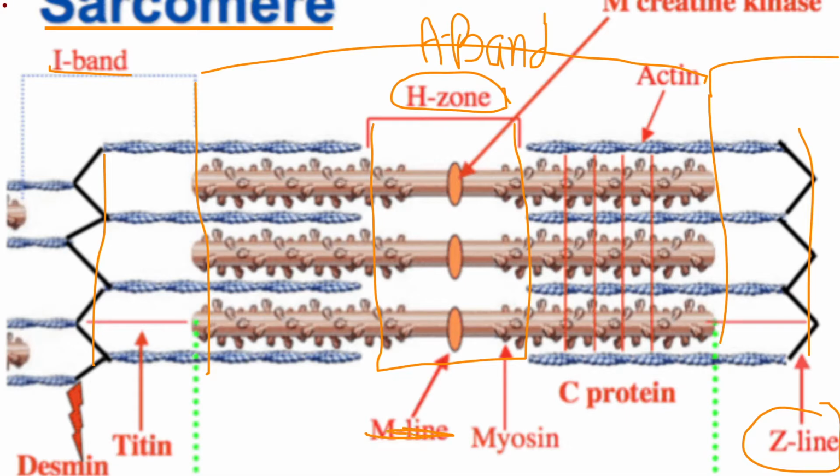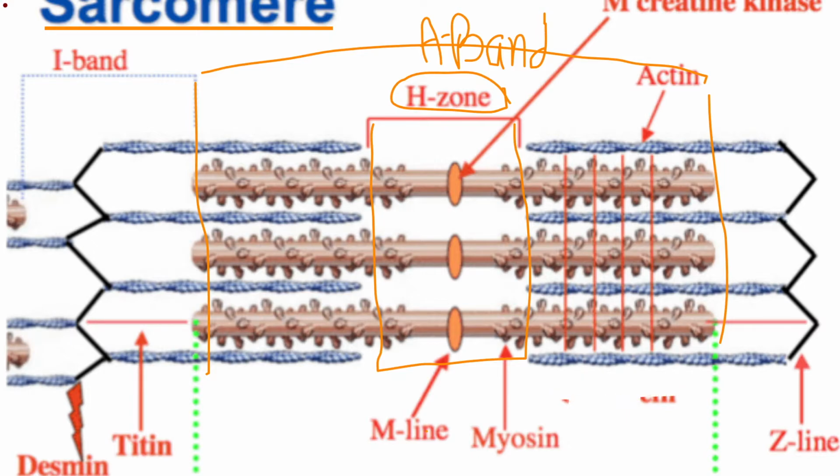Don't worry about the M line. I'm going to scratch it out. As a matter of fact, let's do it this way. Some stuff I don't even want you to worry about. You don't need to worry about any of those things that I have crossed out. This is the stuff you need to worry about.